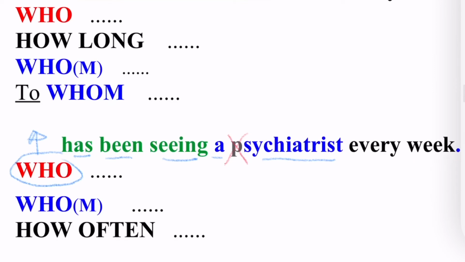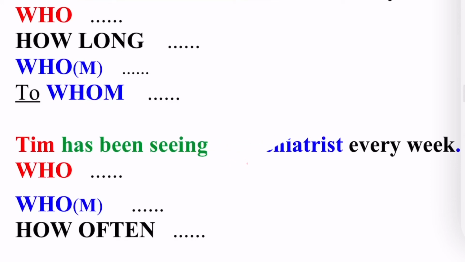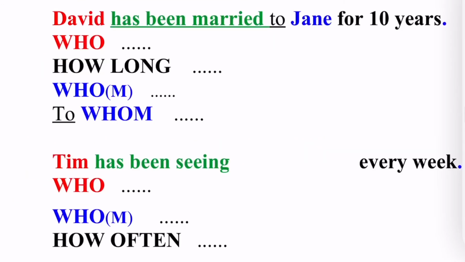Let's look at the next question. So, this time we're asking about the object. Whom or who has Tim? Again, inversion because it's an auxiliary. Who has Tim been seeing every week? We know he's been seeing someone, but we don't know who it is.